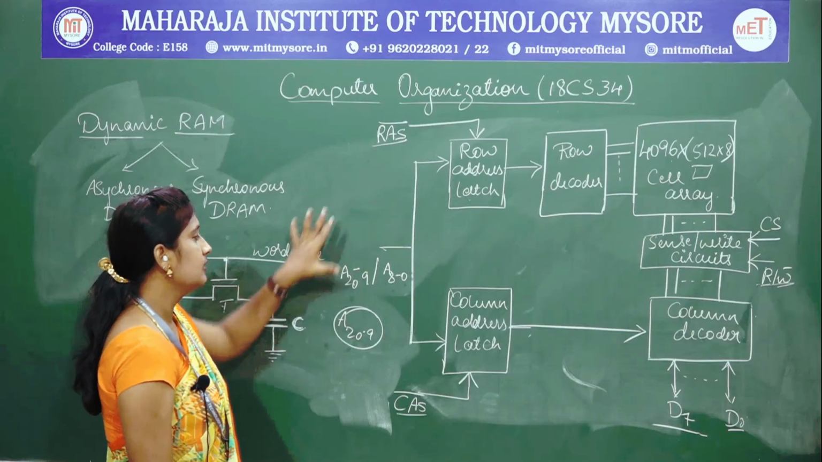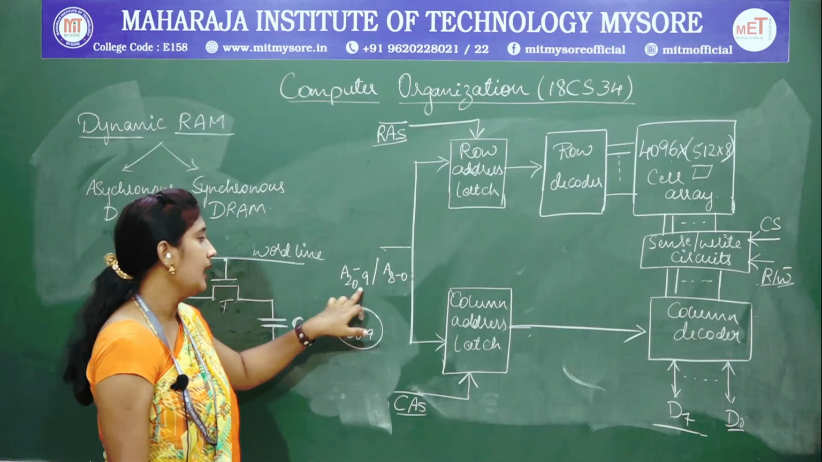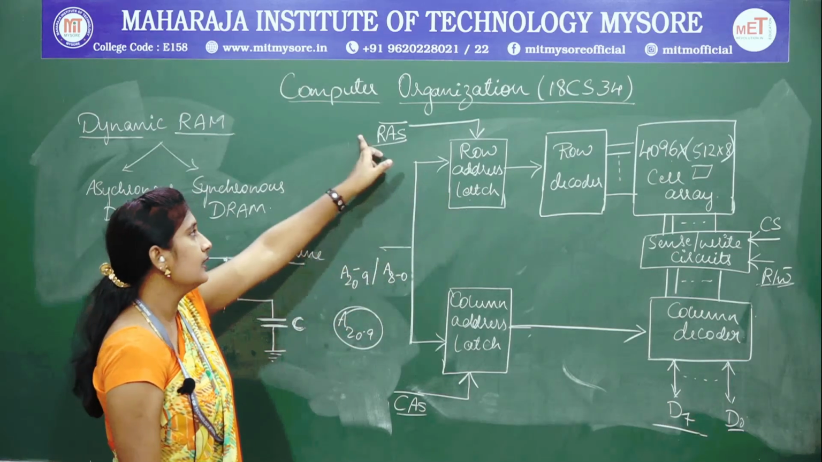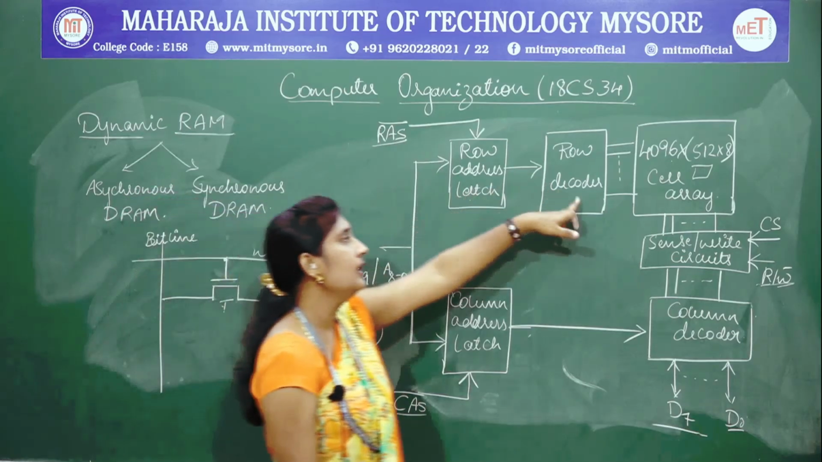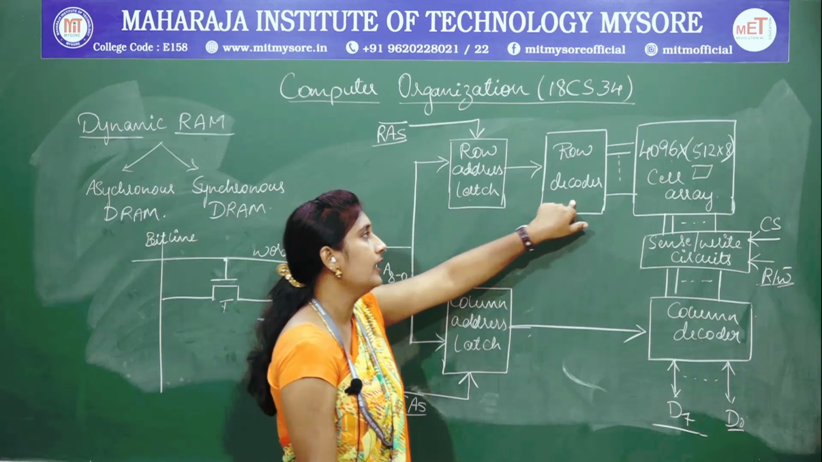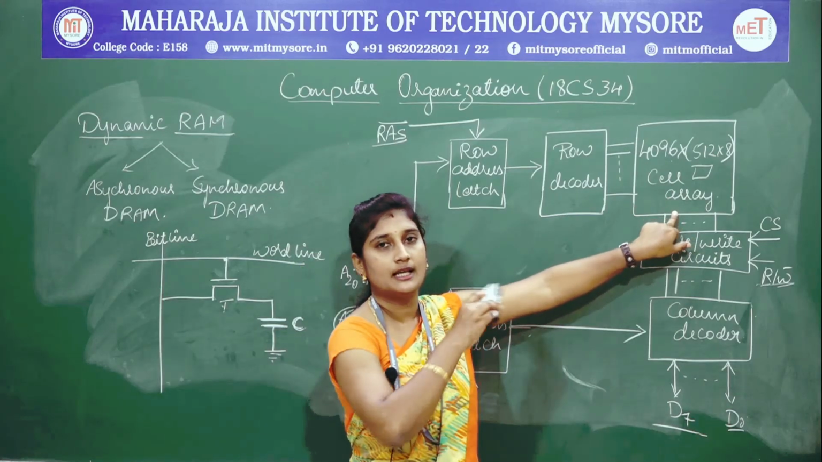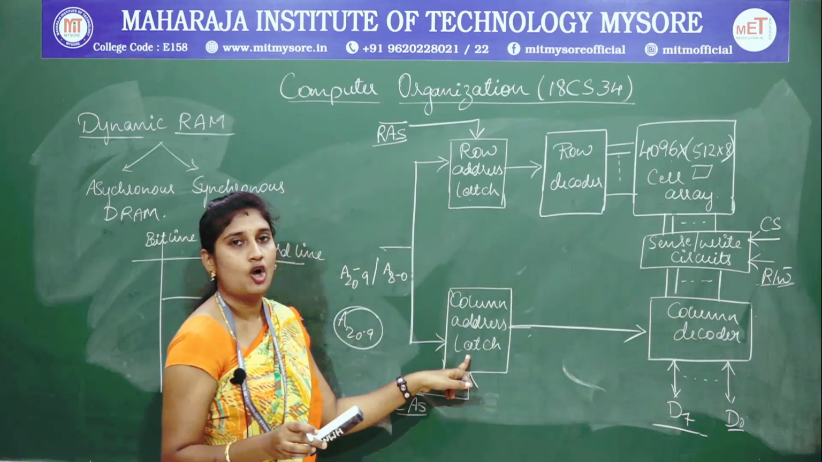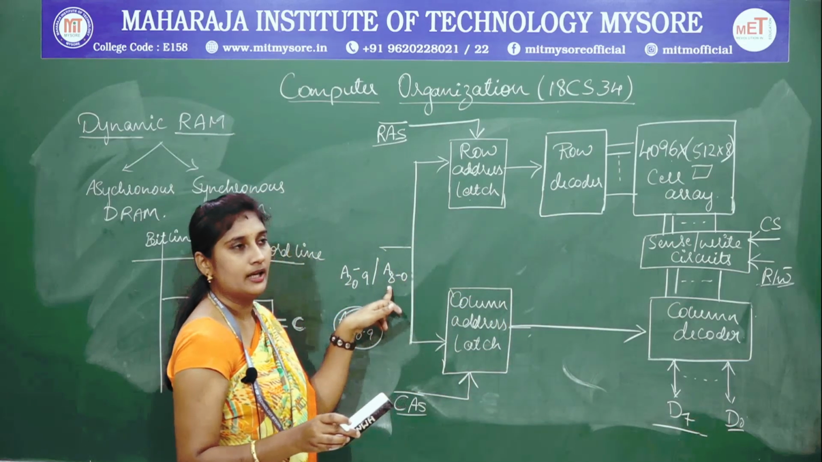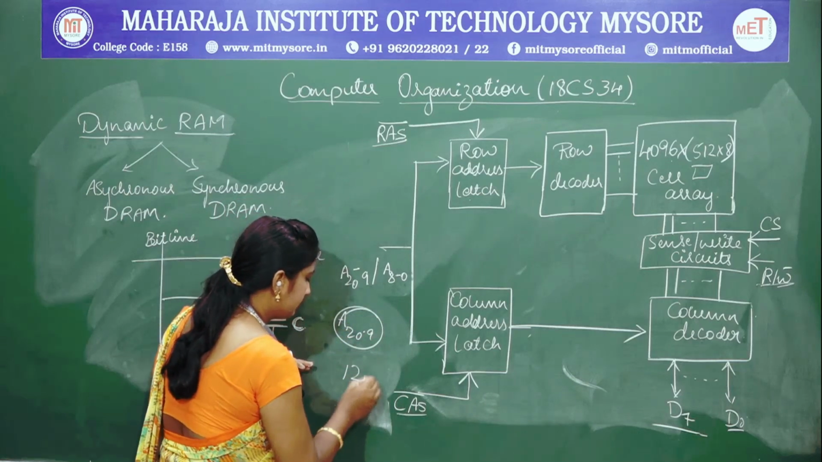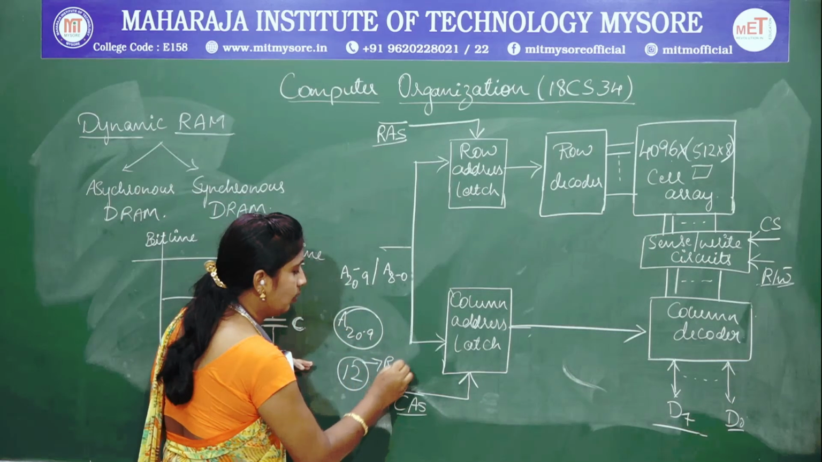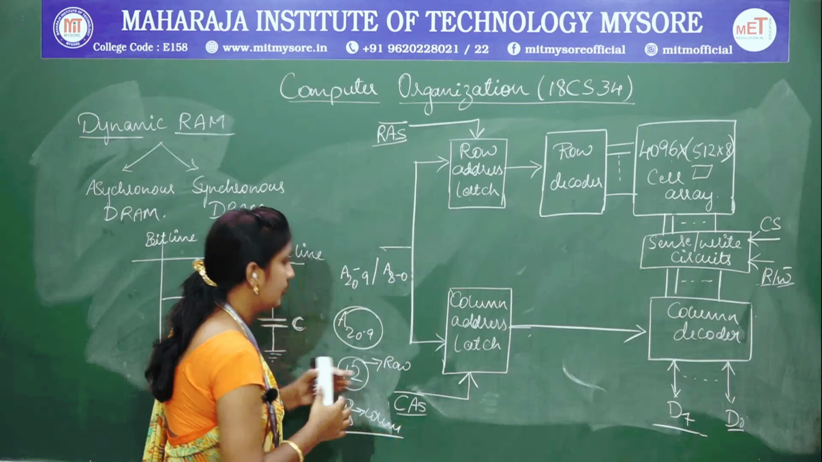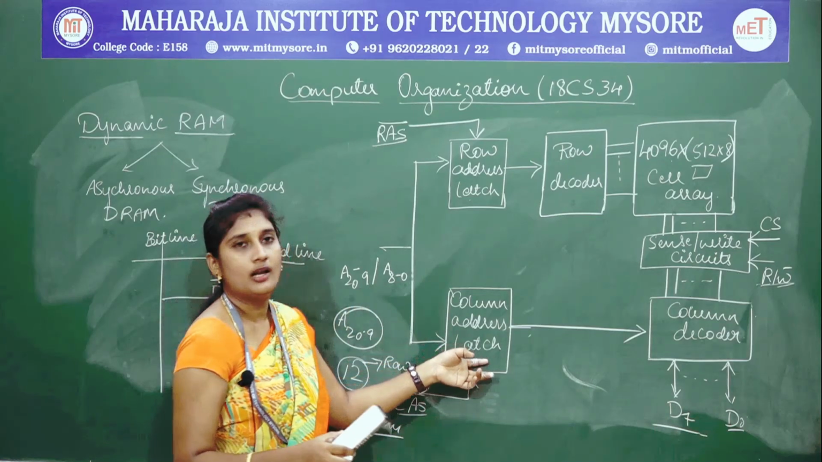So as soon as you send the row address that is specified with A20 to A9, that will be sent to the row address latch. Then the control signal RAS is sent, and that row address will be decoded and it will find the selected row. Next, after finding the selected row, it will send the column address through A0 to A8. The 12-bit is used to send the row address and the 9-bit is used to send the column address. So the 9-bit address is sent to your column address latch.